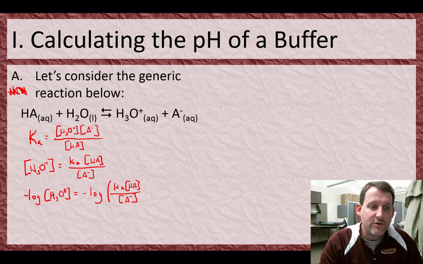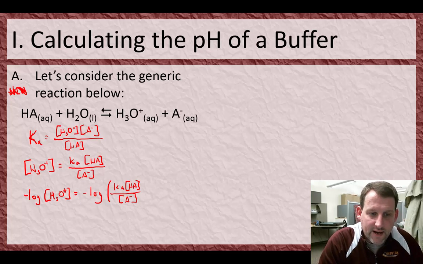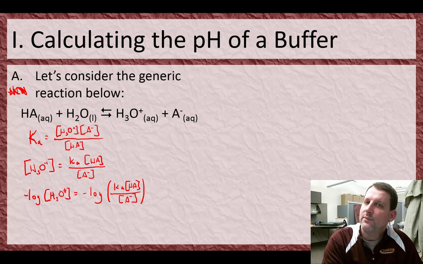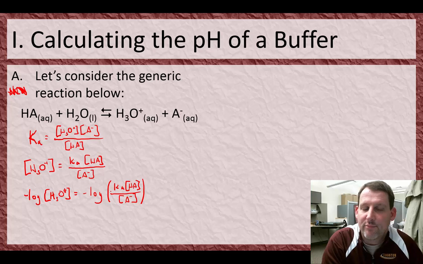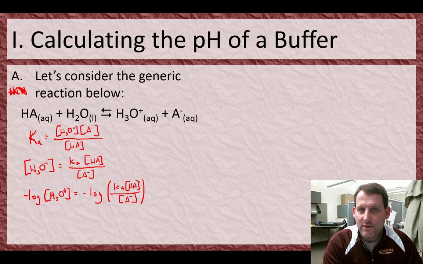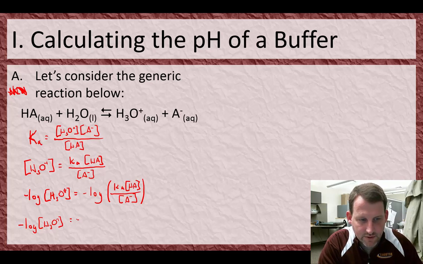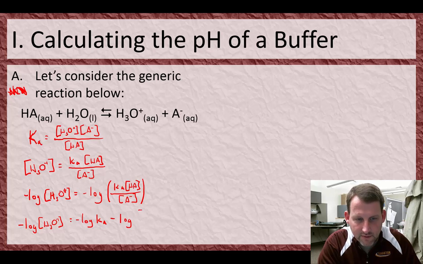Okay? Now using properties of logs, I can do a couple things. I can take this overall expression, and I can break out this times Ka component of it. When you have the log of a product of two things, it's equal to the sum of the two logs. So let me show you what that looks like. So negative log of H3O+ is equal to the negative log of Ka minus the log of HA over A-.